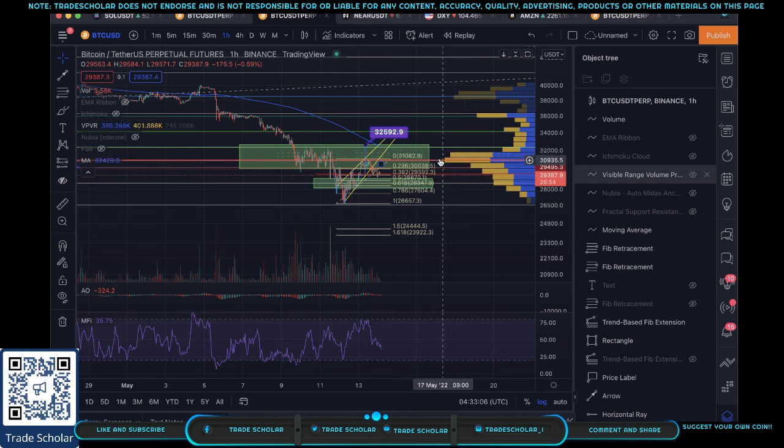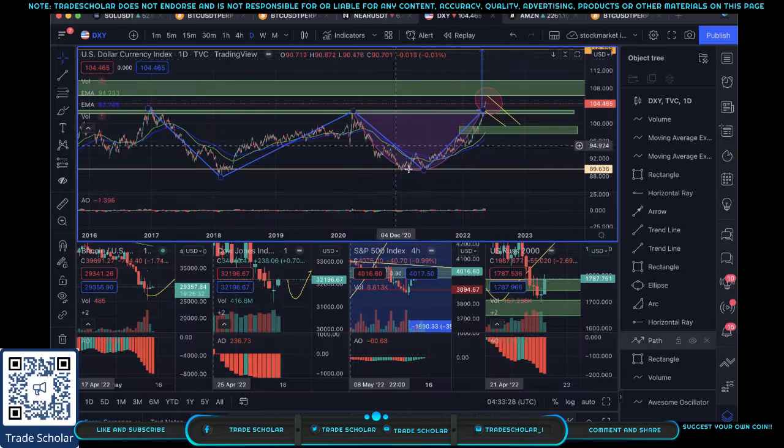Once we break this area, this void here, this low volume node, we can easily break this out and we can reach this area here, 38,000. This is a possible price target also, to the upside for our Bitcoin.